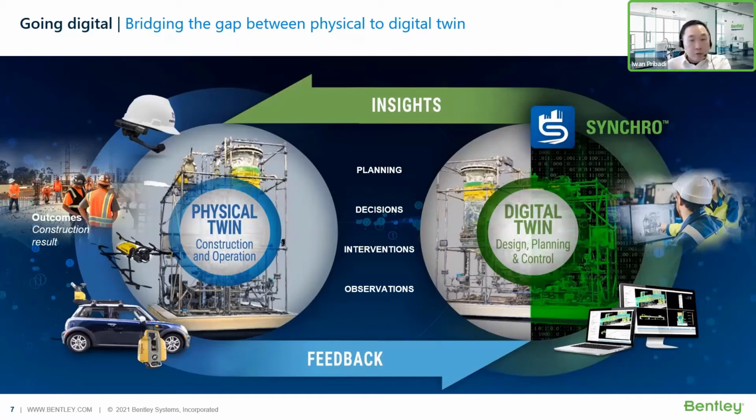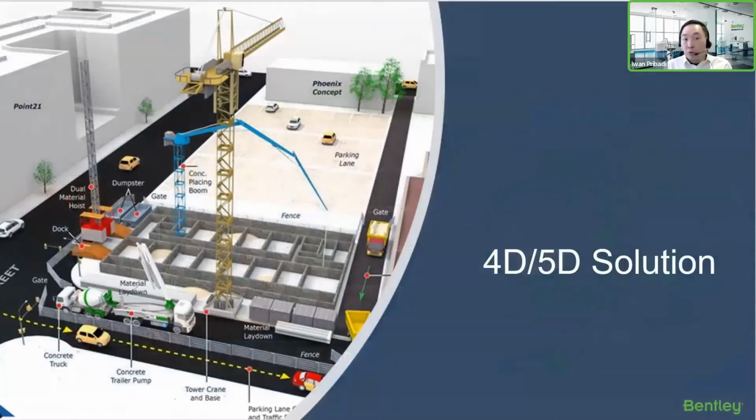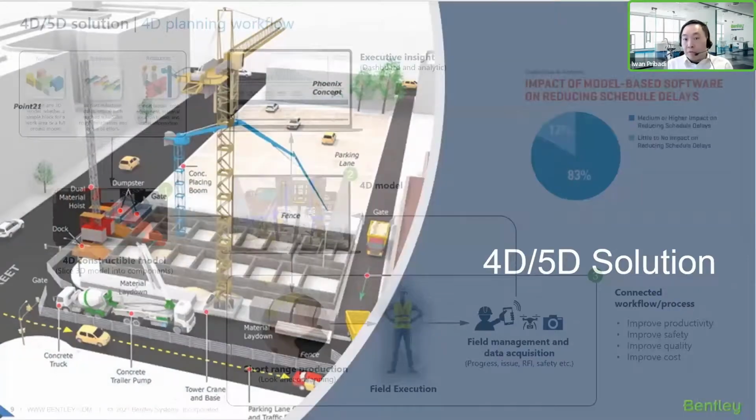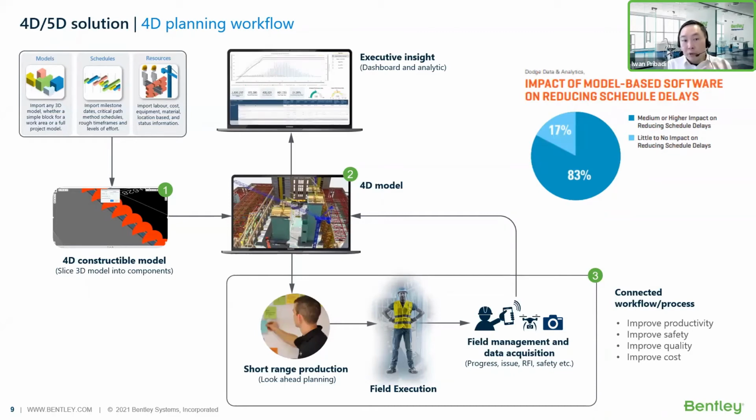So how do we do this within our technology? Let's deep dive into our 4D and 5D construction solutions. There are many different versions of what 4D or 5D planning is. But to us, the key ingredients in delivering a 4D and 5D construction workflow start with three ingredients: the model, the schedule, and the resources. If you look at all the contractors or projects, they always have these three ingredients, but somehow they may be disconnected.